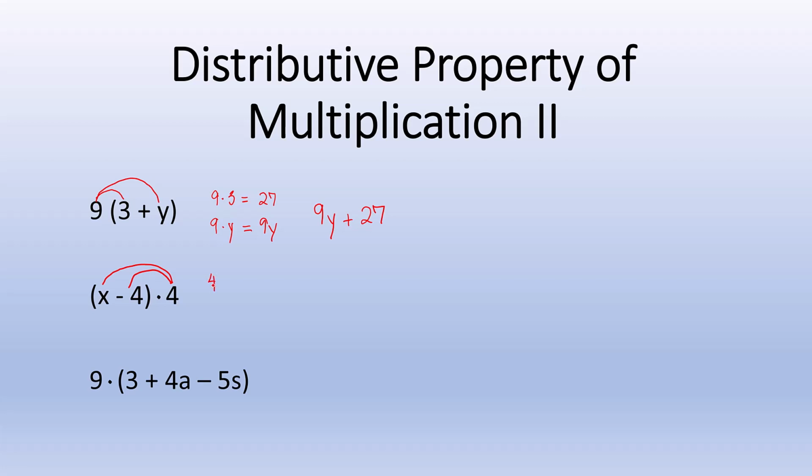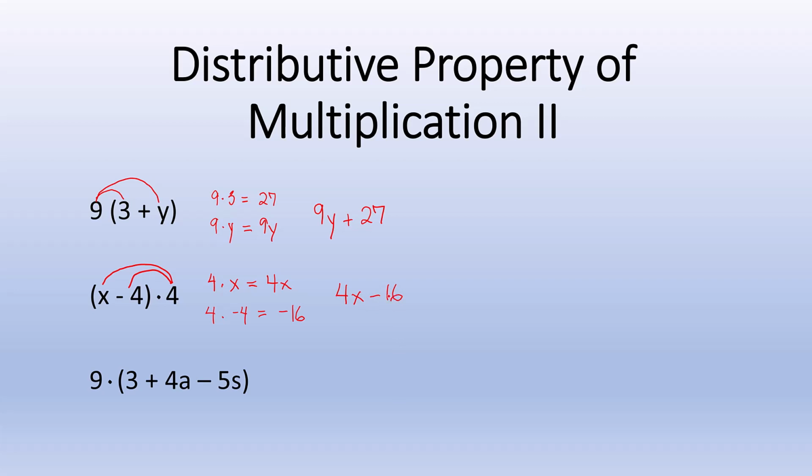So 4 times x will give us 4x, and 4 times negative 4 will equal negative 16. So our final answer will be 4x minus 16.